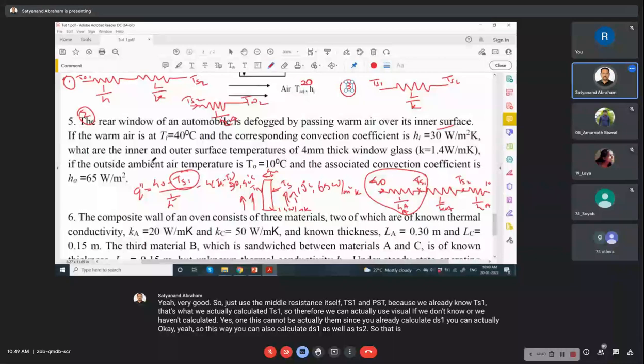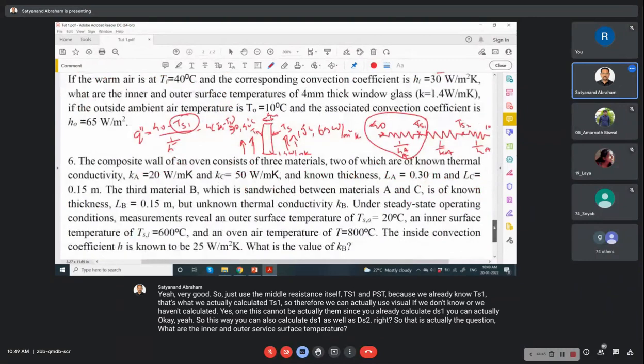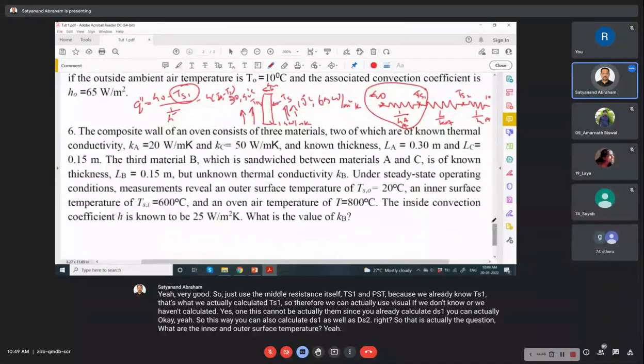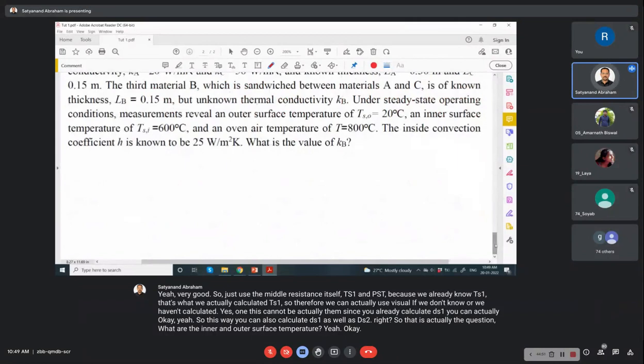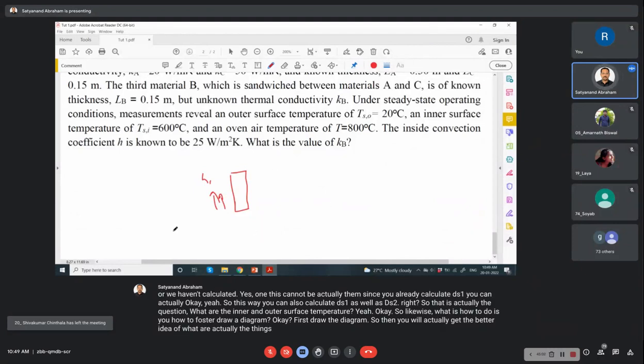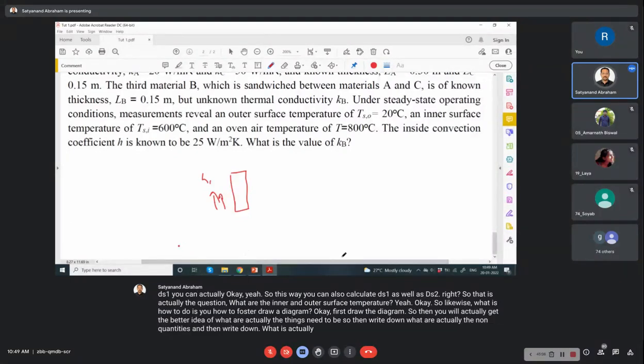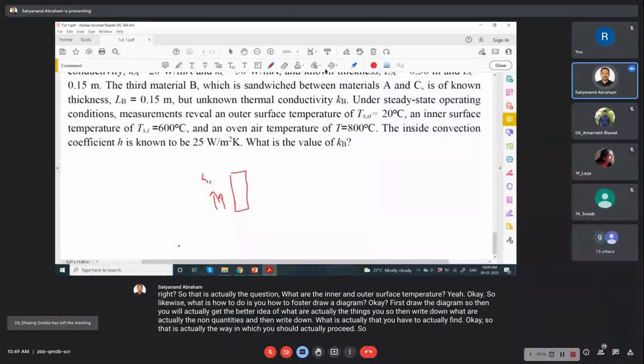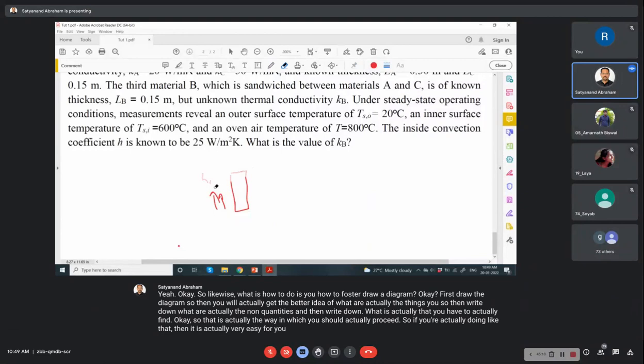So that is the question: what are the inner and outer surface temperatures? Likewise, what you have to do is first draw a diagram. Then you will get a better idea of what needs to be done. Then write down the known quantities, and then write down what you have to find. That is the way you should proceed. If you do it like that, it is very easy for you to understand the problem.